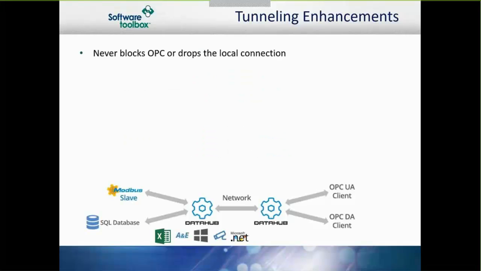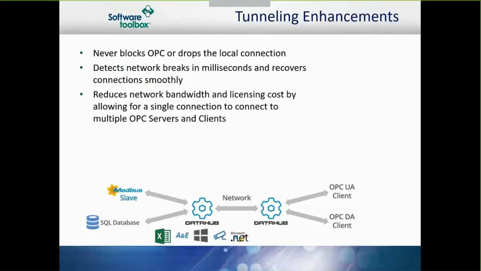With tunneling, you won't have problems with remote OPC calls being blocked since we connect locally to the connection, and also the local connection typically won't get dropped, at least not like a remote connection could. Now, if the network connection does break between the two DataHubs, it's recognized within milliseconds and quickly recovers.